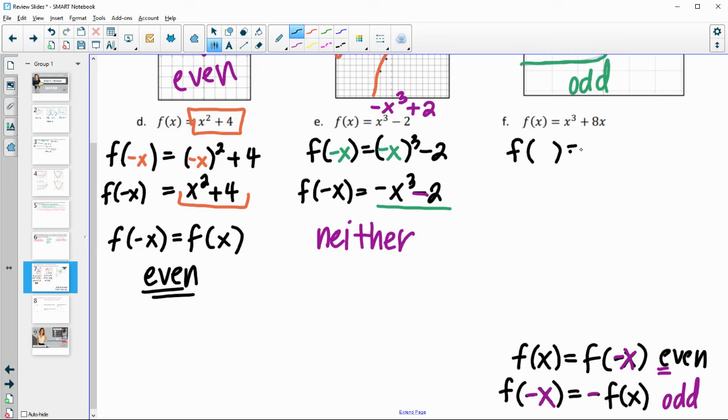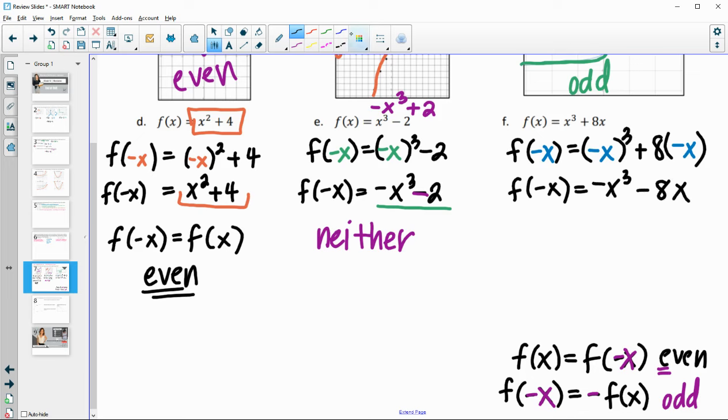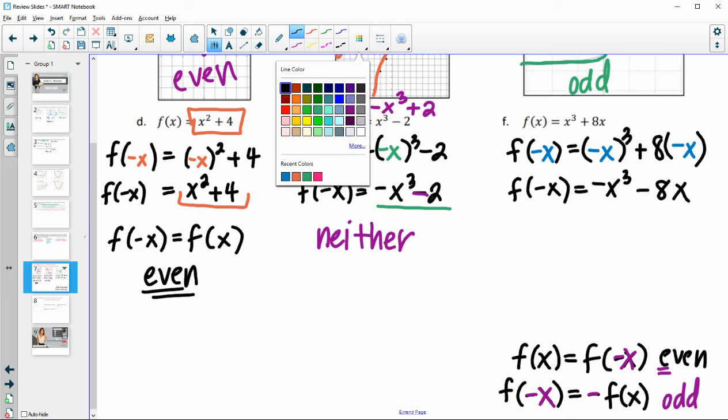All right, then our last one here, we'll plug in that negative x again and see what happens. So our f of negative x is equal to negative x cubed, again, is negative x cubed, and then 8 times negative x is negative 8x. So this is not equal to our original function because we've got negative versus positive, negative versus positive.